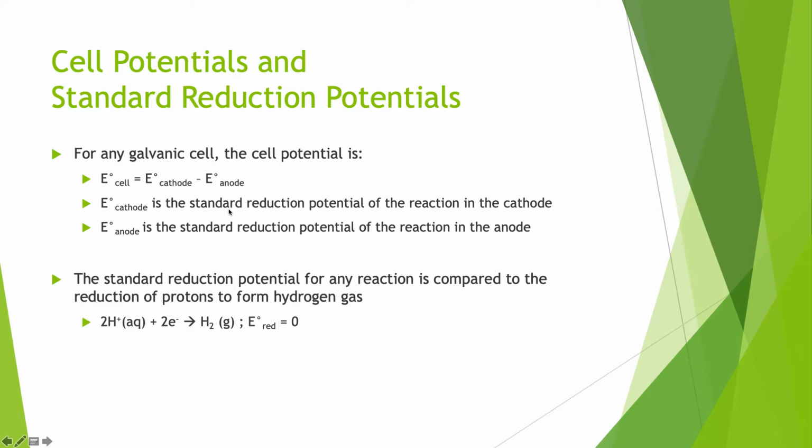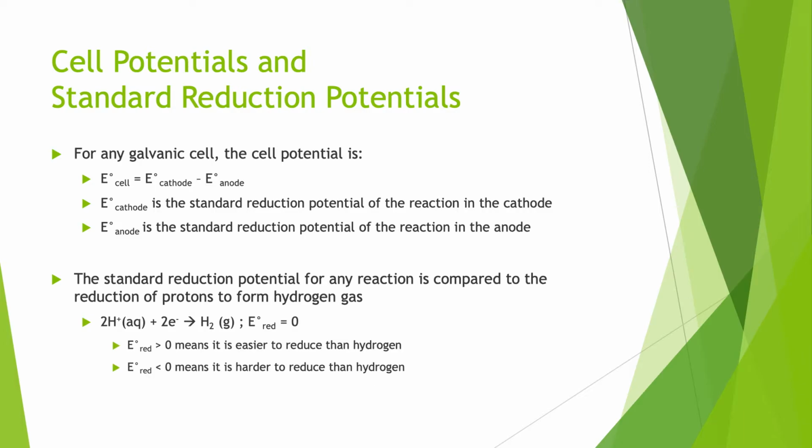And how this is going to work, standard reduction potentials are known values for a lot of different common oxidation and reduction reactions that are all compared to the reduction of hydrogen. So for the reduction of hydrogen, we have 2H+ plus 2 electrons making hydrogen gas. We say that this is the standard reaction that has a standard reduction potential of 0 volts, just equal to 0. And so the actual reduction potential for some other reaction tells us, is it going to be easier to reduce or harder to reduce than hydrogen?